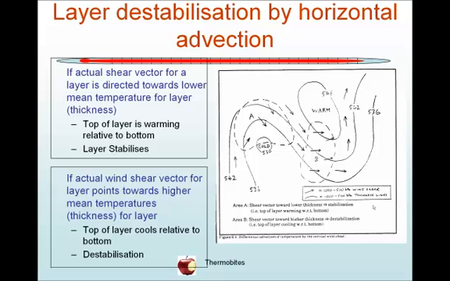And that's what's said here. If the actual shear vector for a layer is directed towards lower mean temperatures for a layer, or thickness, the top of the layer is warming relative to the bottom of the layer and the layer stabilizes. If the actual wind shear vector for a layer points towards higher mean temperatures, or thickness, for a layer, the top of the layer cools relative to the bottom of the layer and it destabilizes.